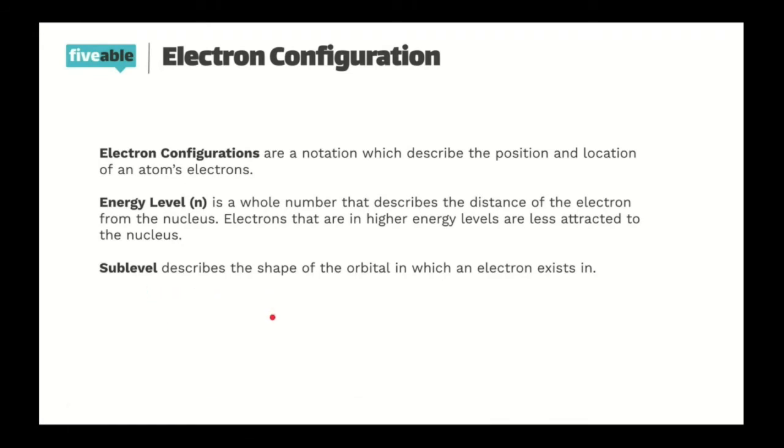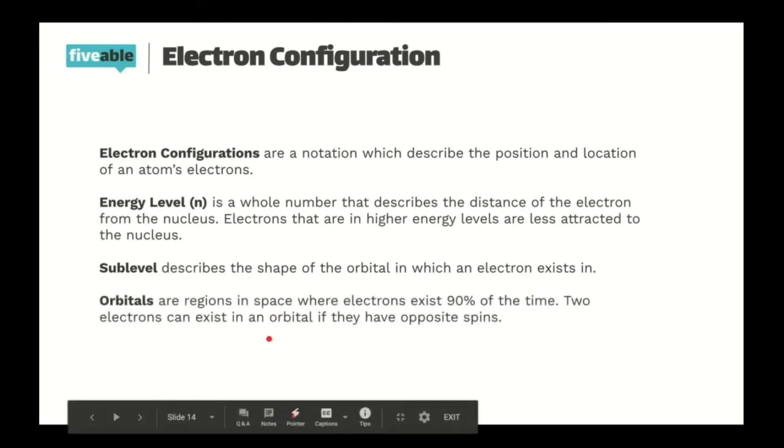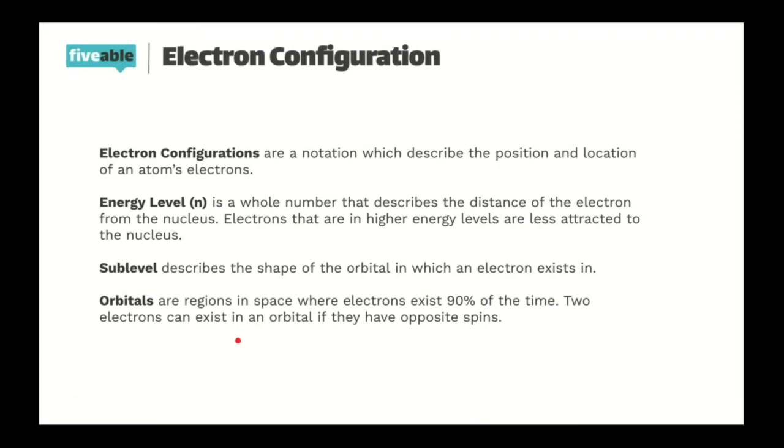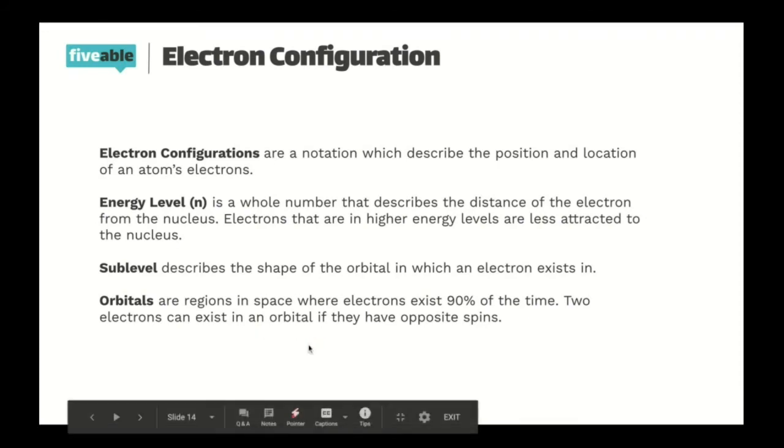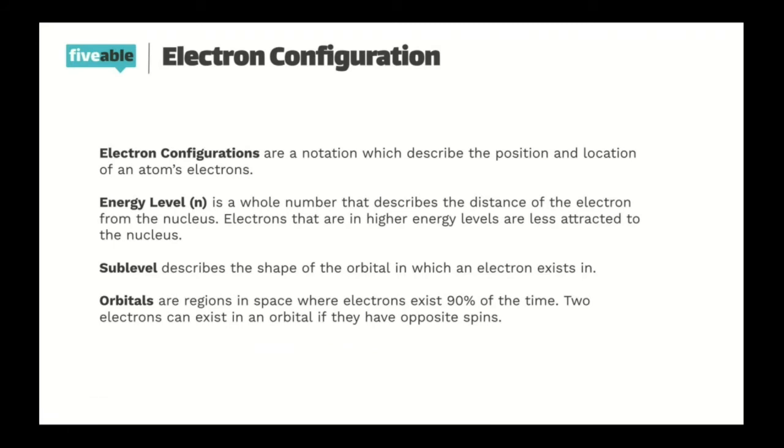The sublevel describes the shape of the orbital. That's what the S, P, D, and F are. And then an orbital is going to be a region in space where the electron exists 90% of the time. An orbital can have at most 2 electrons. So in order for those 2 electrons to be in the same orbital, they must have opposite spins. So that's what we're looking at when we're doing electron configurations: we're describing where the electron is in terms of the energy level and the sublevel.